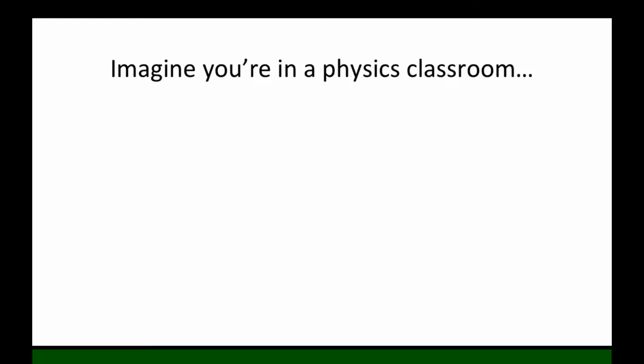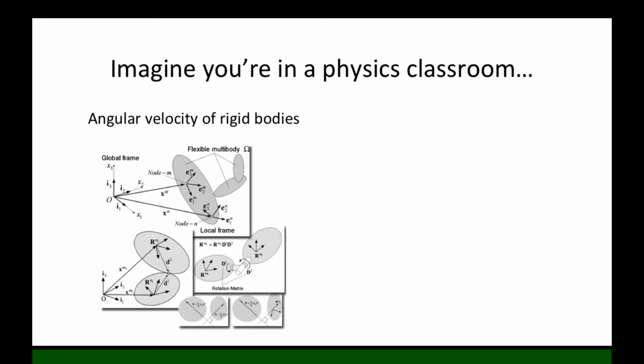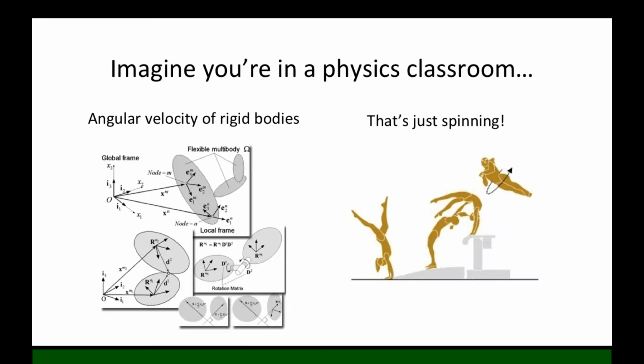So I want everybody here to imagine you're in a physics classroom, and today we're going to be talking about the angular velocity of rigid bodies. So again, looking at diagrams like this doesn't seem very fun or interesting, and doesn't seem very engaging for your students. However, angular velocity is just a fancy way of saying spinning. And a spinning gymnast is a beautiful illustration of angular velocity. So if we can get our students to think about how gymnasts move and spin and tumble, we can engage them in a more interesting way.